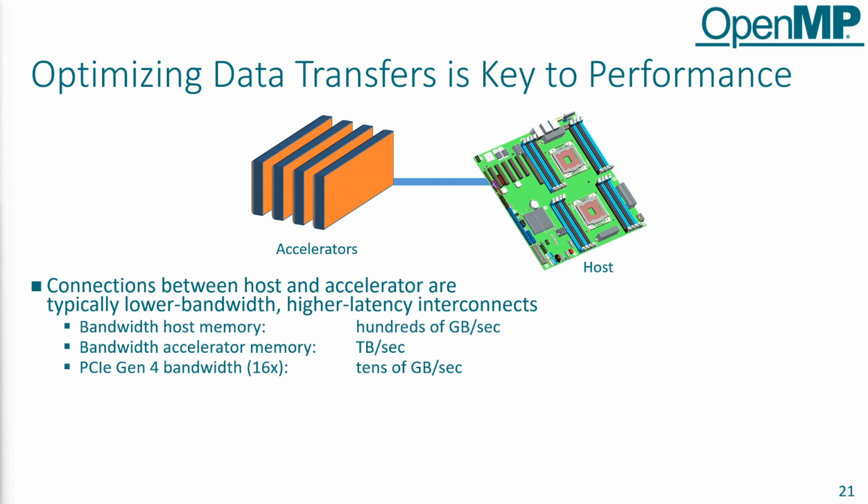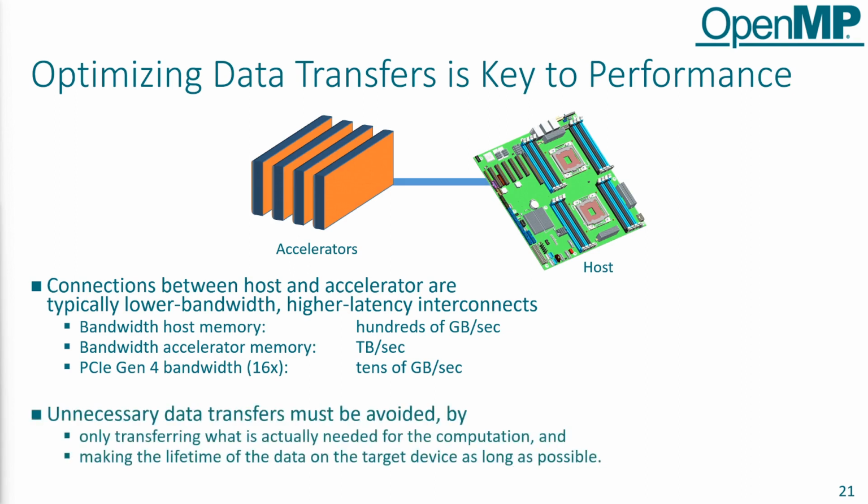But then in between those two worlds, you get something like PCI Express Gen 4, which as of today, if it's a by 16 link, you get tens of gigabytes per second, on the order of 28 to 29-ish gigabytes per second. So obviously you don't want to unnecessarily ship data around between host and accelerators or GPUs unless it's really necessary. So what we have to do is avoid those data transfers.